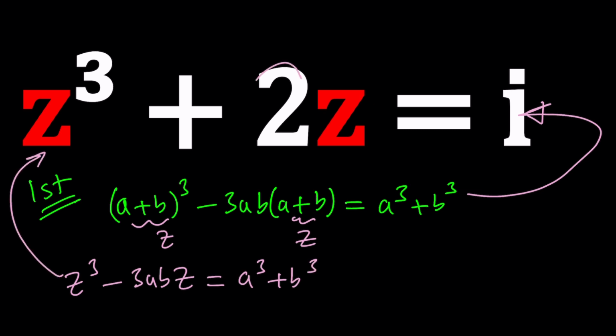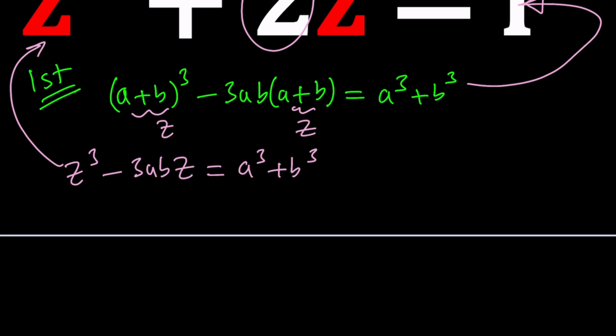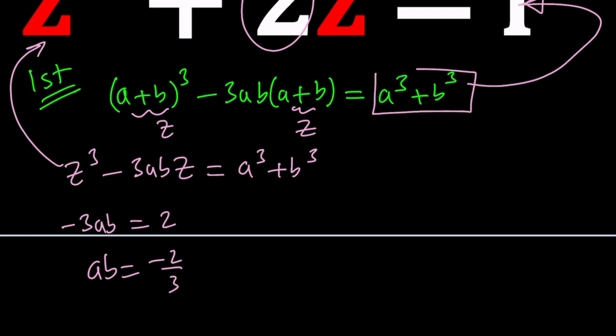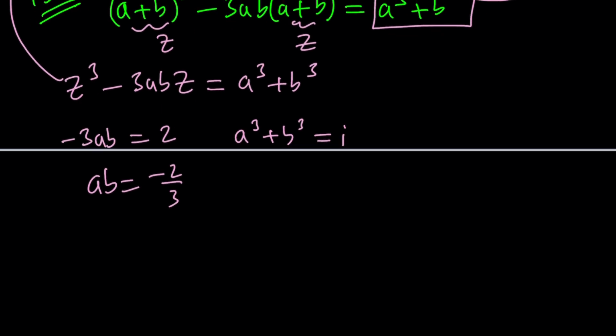Notice that the coefficient of z is 2 here. So negative 3ab is 2, which means ab is equal to negative 2/3. And the constant term is i. So a cubed plus b cubed is equal to i. We're going to solve this as a system, and it's not cubic, it's quadratic. Let's go ahead and cube both sides here. a cubed b cubed equals negative 8/27.